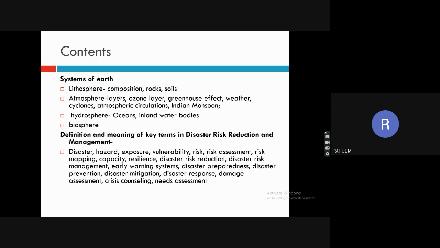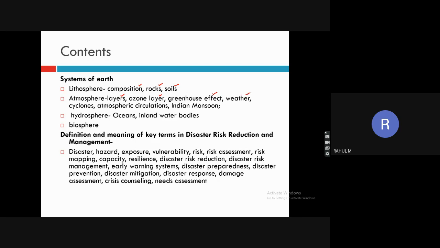Under the heading lithosphere, we'll be dealing with the composition of the lithosphere, different types of rocks found in the lithosphere, and the soils in the lithosphere. Similarly, in atmosphere, as you know, there are different layers of atmosphere. So we'll first start our discussion with the different layers of atmosphere, followed by the ozone layer. That is, we'll be going deep into the ozone layer, and again the greenhouse effect, which I hope each and every one of you will be familiar with.